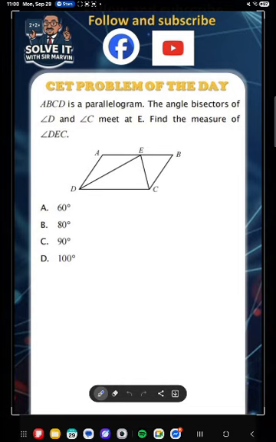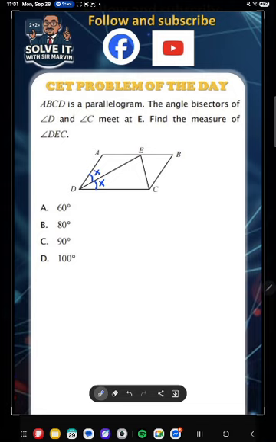Our strategy in solving this problem will be to mark the necessary angles to make connections between the angles and eventually enable us to find DEC. So in here, the angle bisectors of angle D and angle C meet at E. That means this angle and this one are congruent. If this is X, then this must be X also.